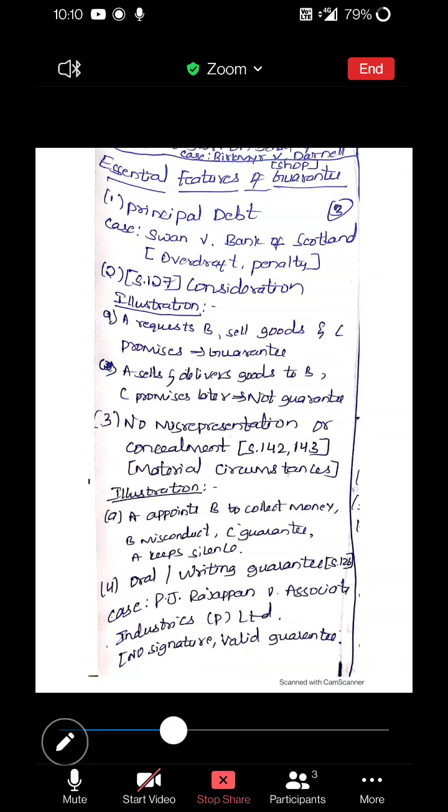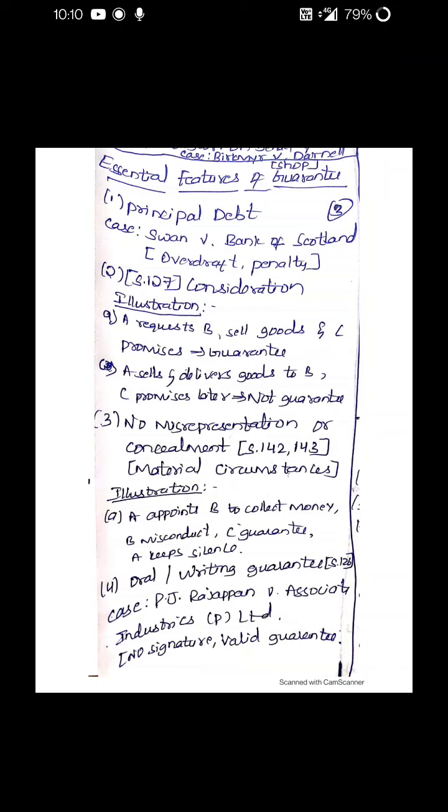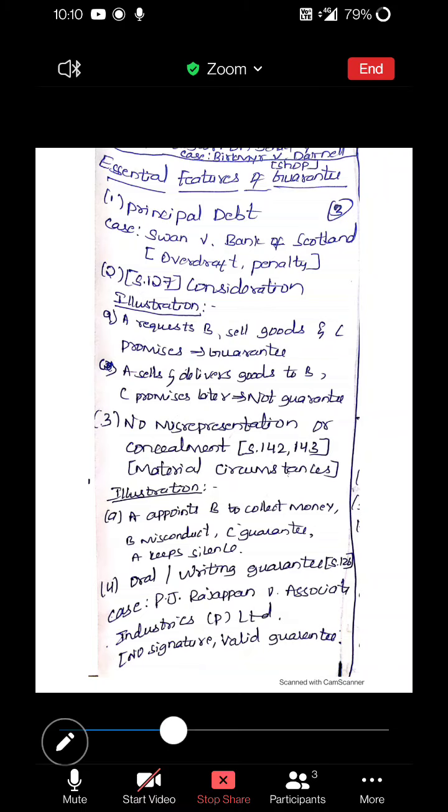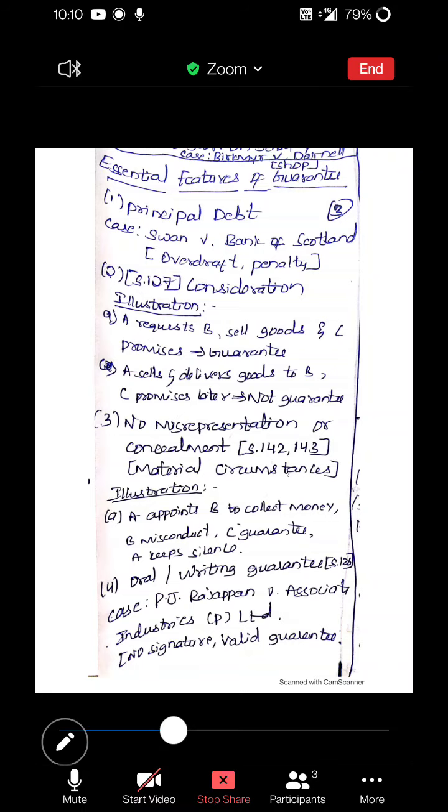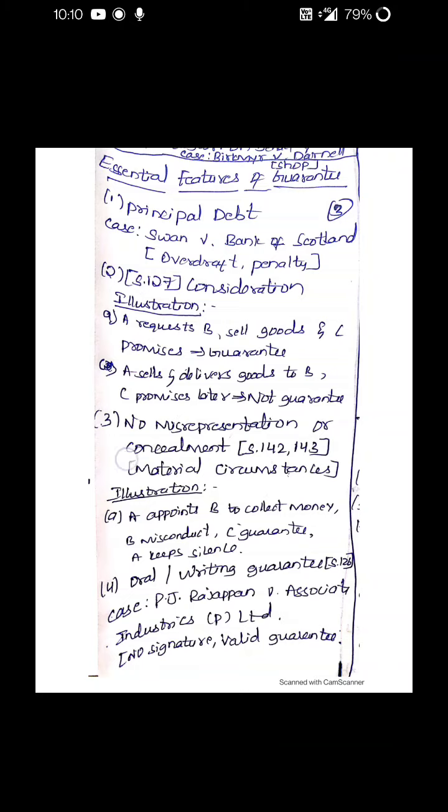There is an illustration. A requests B to sell goods to C. A requests B to sell him goods. A is requesting B to sell him goods, and C comes in between and tells B that he will guarantee: if A does not pay, then I will pay. Then it's a contract of guarantee. Before that, there should be consideration. B is selling him goods, that is consideration, and for that C is providing a guarantee.